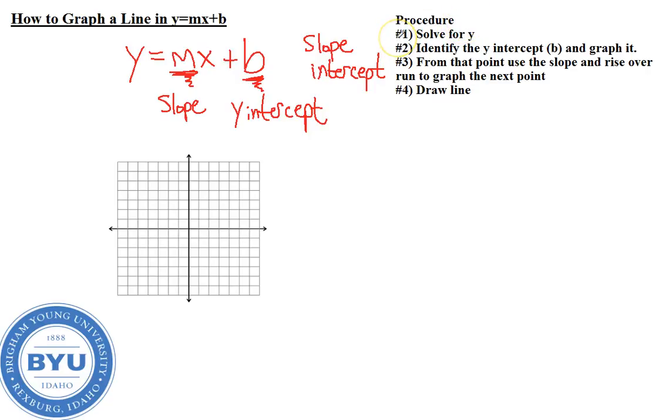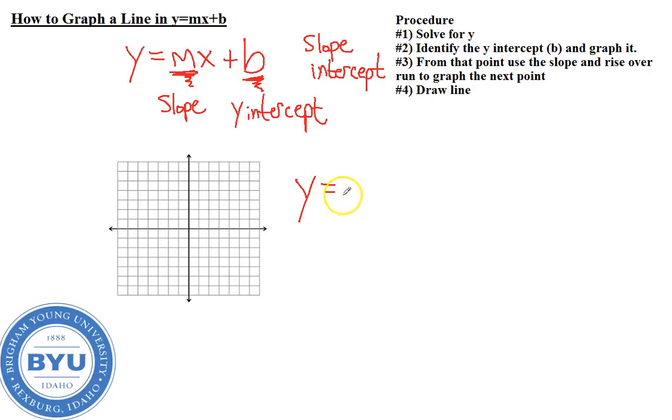Step number one, you got to get y by itself. You want to solve for y so that it's in y equals mx plus b format. Once you've done that, you're going to identify what the y-intercept is. The y-intercept is going to be the b value, the value that's not with the x. You'll then want to graph that on the y-axis because it's the y-intercept. From there, you're going to use the slope, the m value, that's the value with the x, to get the next point, and then draw your line. Let's give it a try.